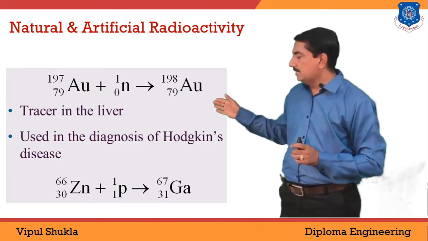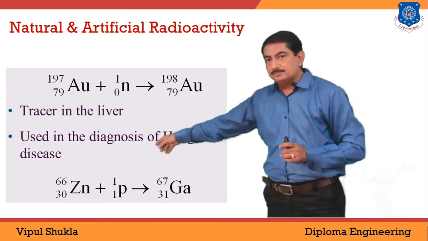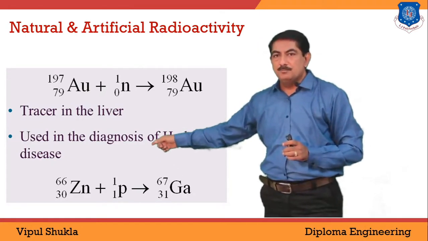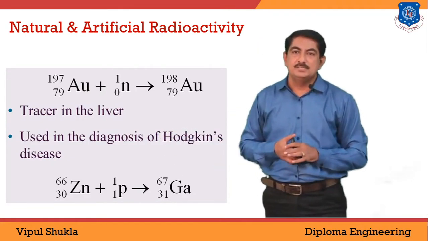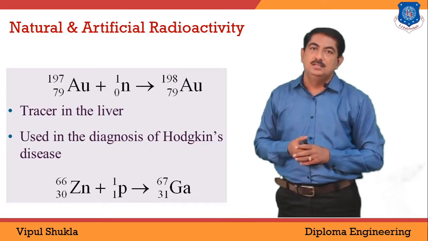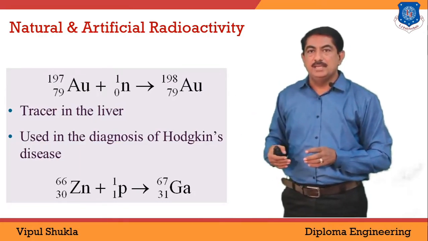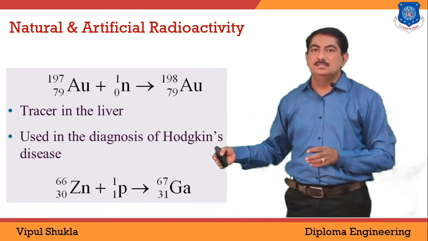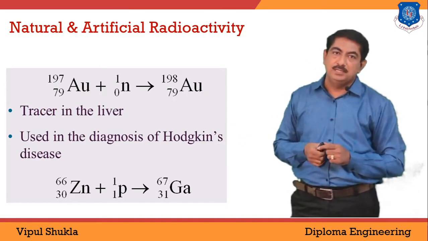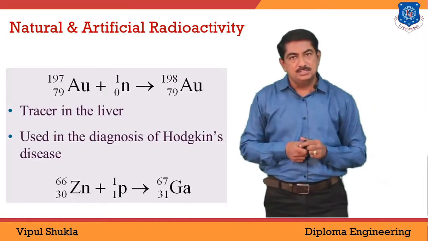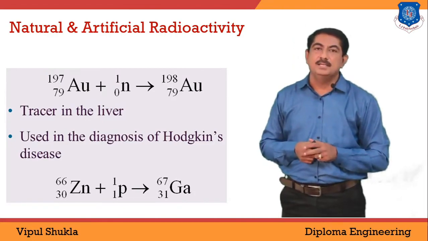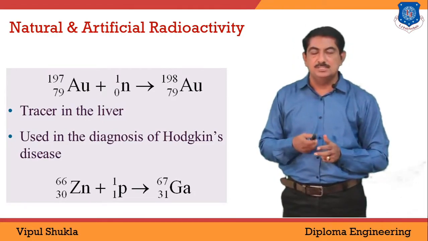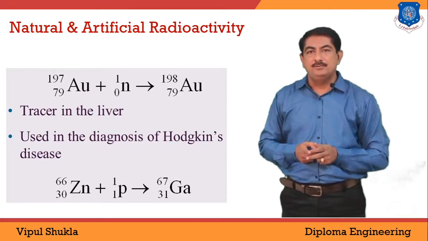Look at the second example. When a proton is bombarded on the nucleus of Zn, zinc, we get a new nucleus. That nucleus has atomic number 31 and atomic mass 67. That new element is gallium. So these are examples of artificial radioactivity.